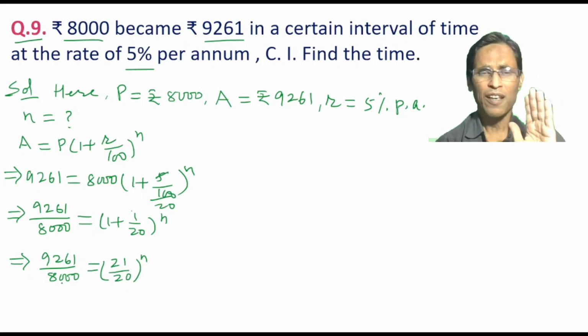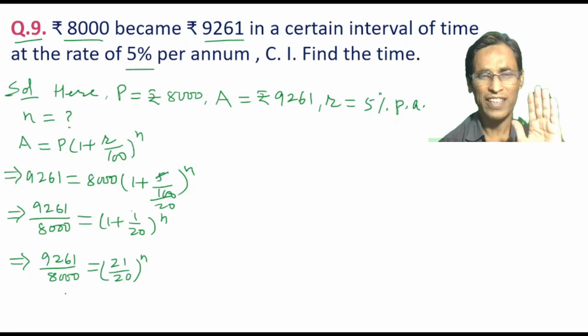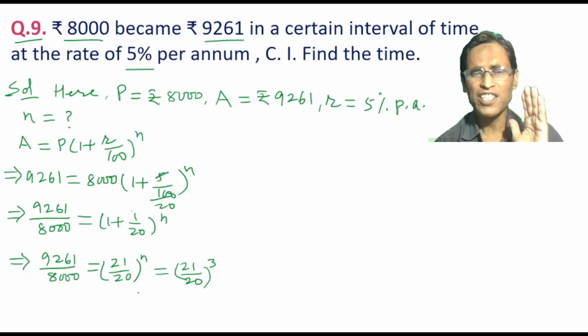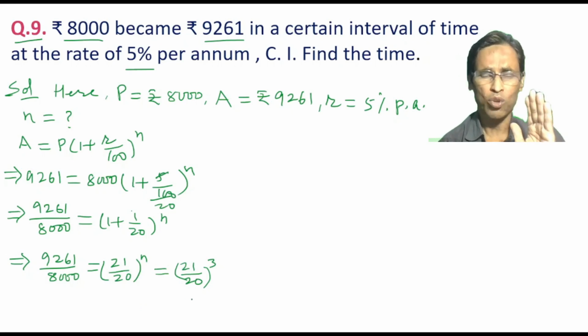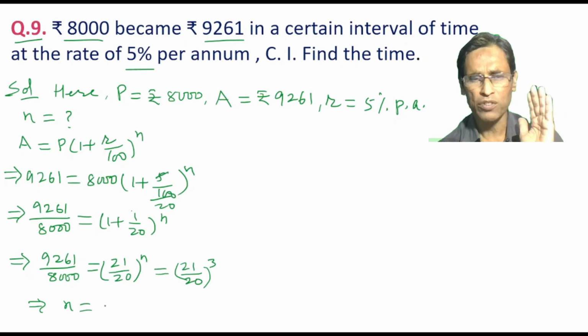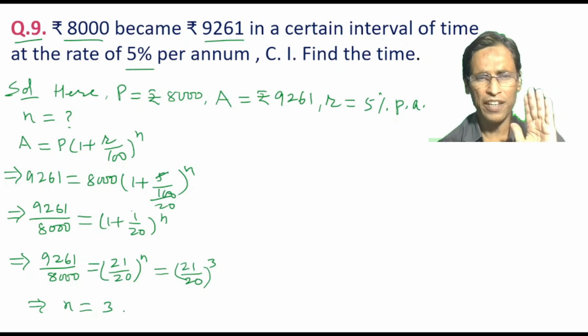So in LHS base must be 21 by 20, and by taking this clue we can say 8,000 is the cube of 20. So 9,261 must be the cube of 21, and therefore we can express this as 21 by 20 to the power 3. Clearly this equation has the same base in both sides, so we can remove the base and get the value of n equal to 3, and so the required time period is 3 years. Answer.